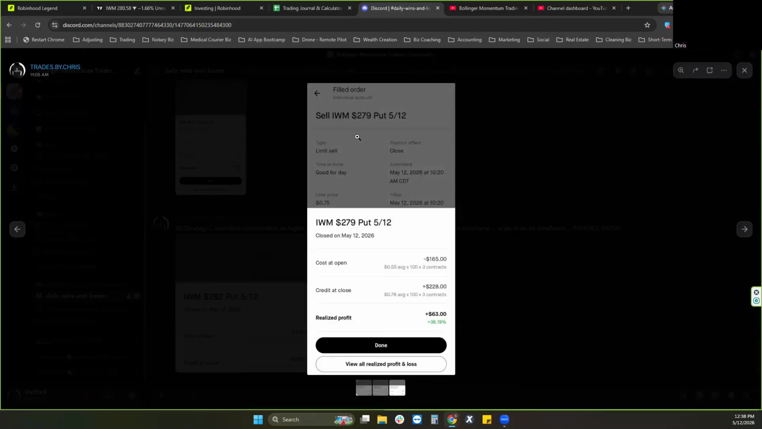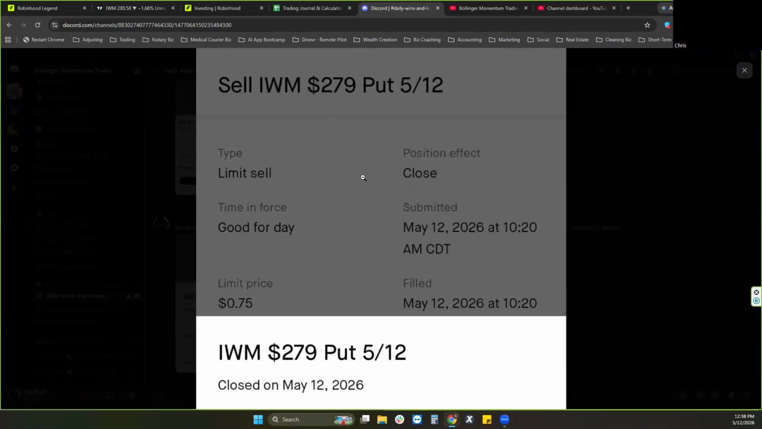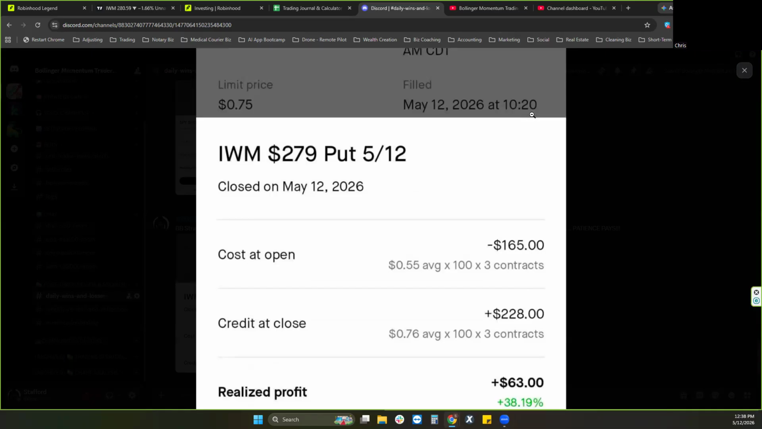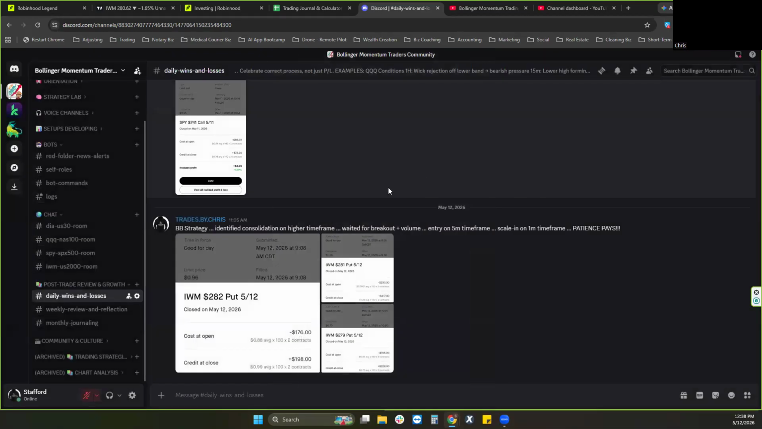And then the third trade was a 279 put. We were able to get into that at 55 cents, ride that down to 76 cents, three contracts, and then we got out with a 38% gain on that. And then that's that 10:20 close. So again, you always want to protect your capital. You don't want to keep going up in price, up in price, up in price. You want to use something that you can replicate and repeat time over and over and over again. And that's that 0.3 delta that we're looking for on the contracts that we enter on.